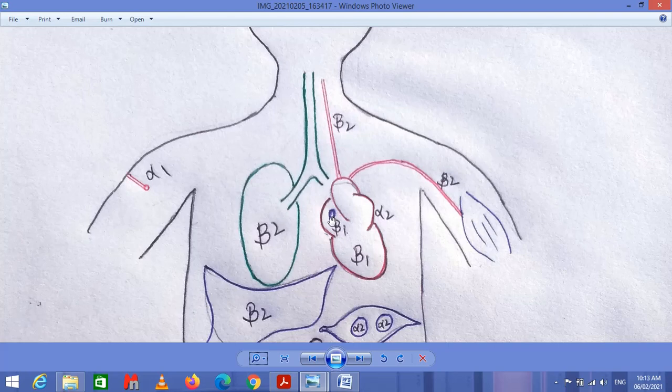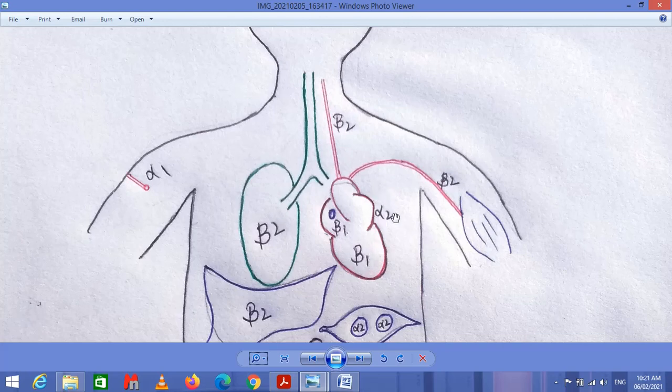So when the beta 1 receptor is activated on the SA node, it leads to the increase of heart rate. The beta 1 receptor is also present on the myocardium or the cardiac muscles. As I have told you previously, the beta 1 receptor is always stimulatory, so on the myocardium it will lead to increased contraction of the heart muscle, increased contractility of the cardiac muscles. So the beta 1 receptor on the SA node increases the heart rate, while the beta 1 receptor on the cardiac muscle increases the contractility of the heart.